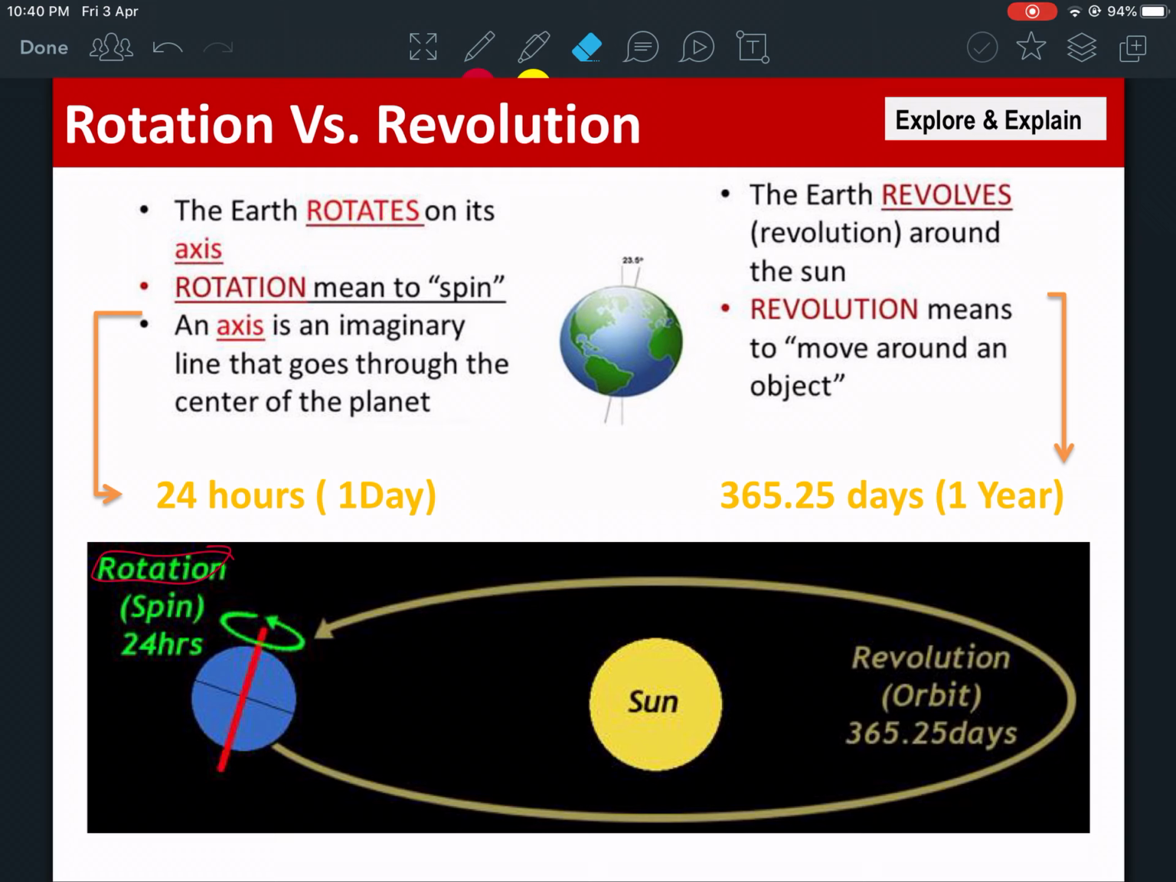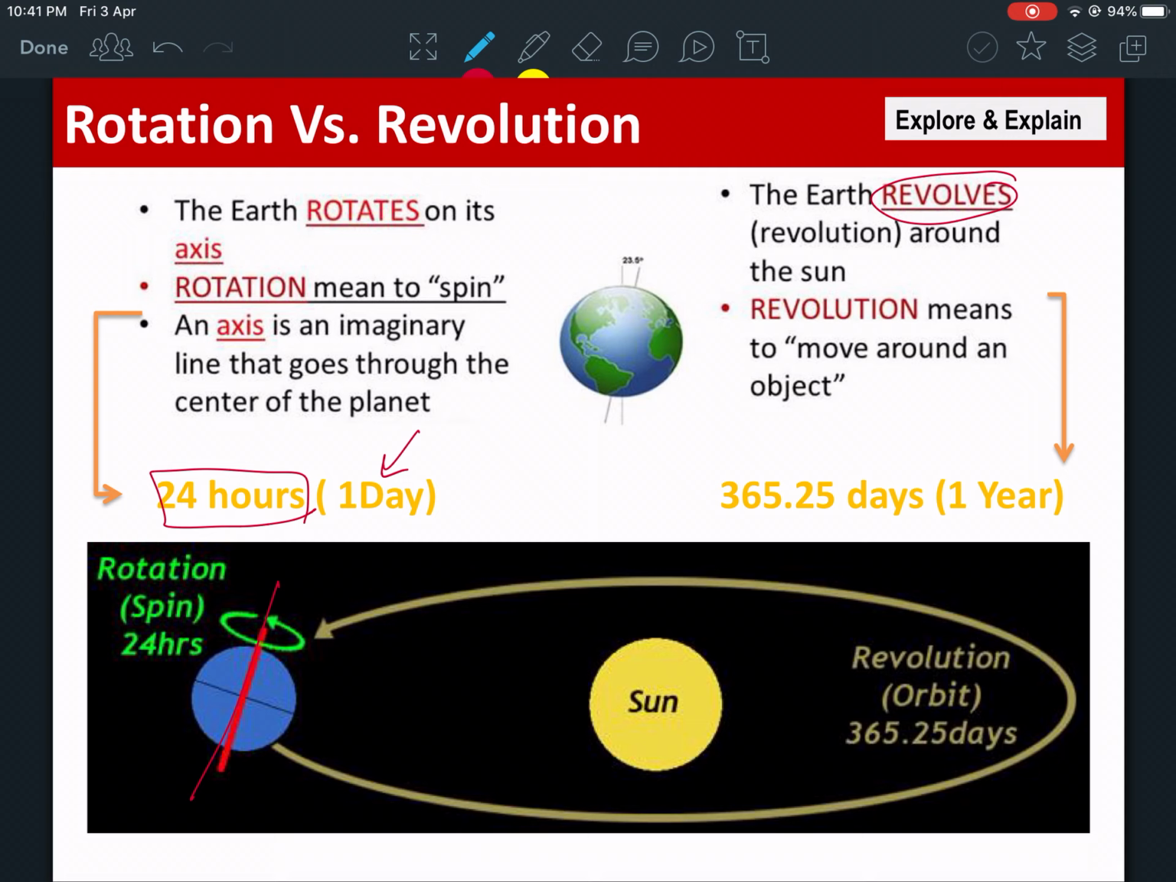It rotates around itself. Okay, so rotation means to spin. An axis is an imaginary line. We already talked about that. And the Earth rotates around itself. How long does it take? 24 hours, one day. But the Earth also revolves around the sun.